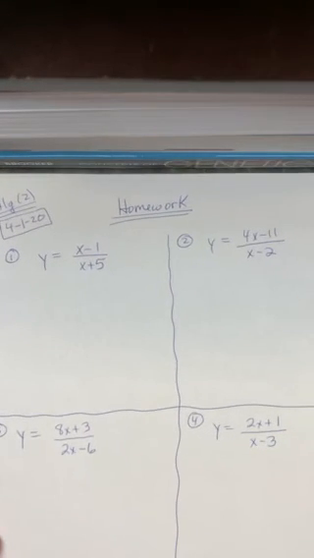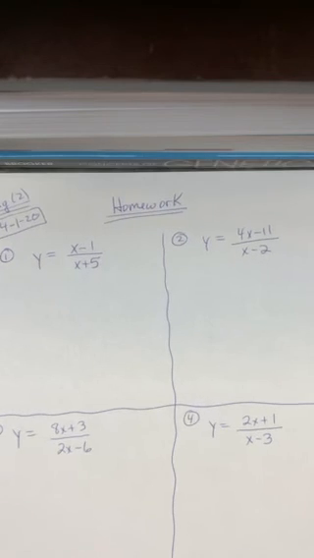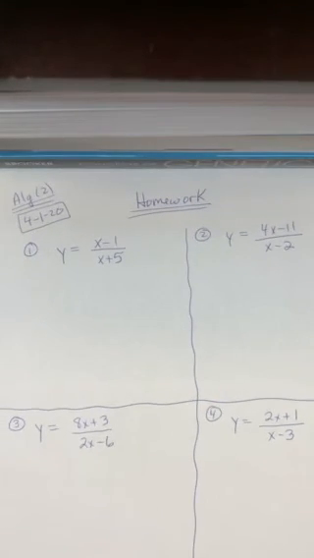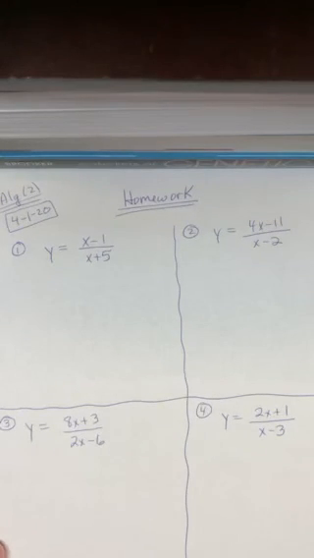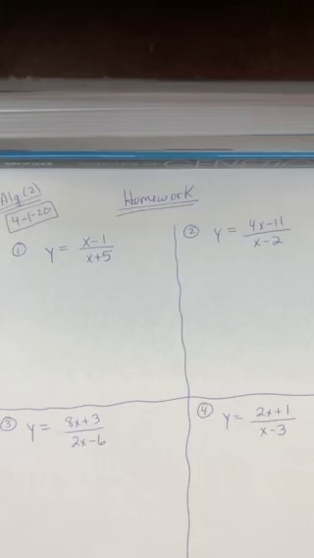Number 1 is x minus 1 over x plus 5. Number 2, 4x minus 11 over x minus 2. The third one is 8x plus 3 over 2x minus 6. And finally, number 4, 2x plus 1 over x minus 3.